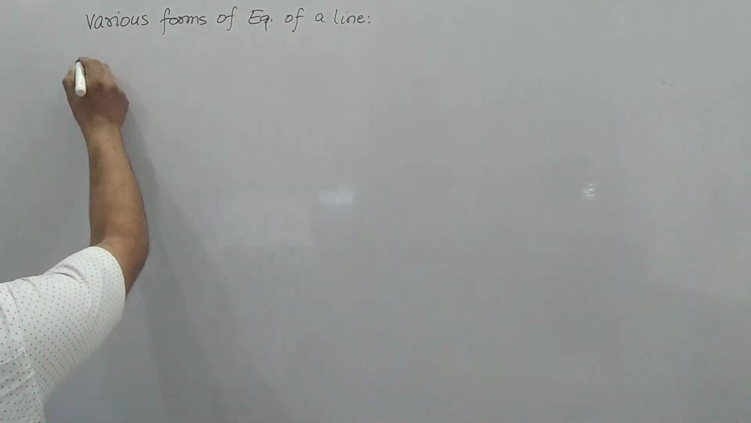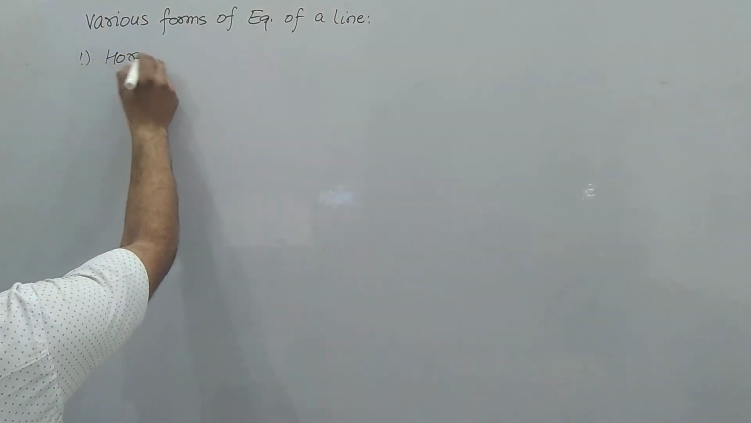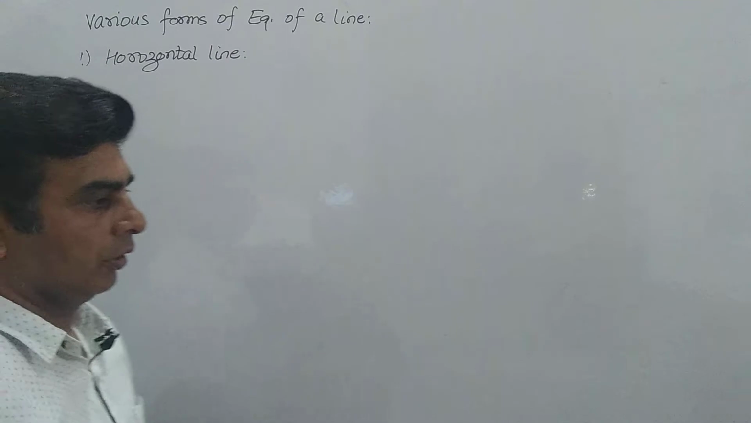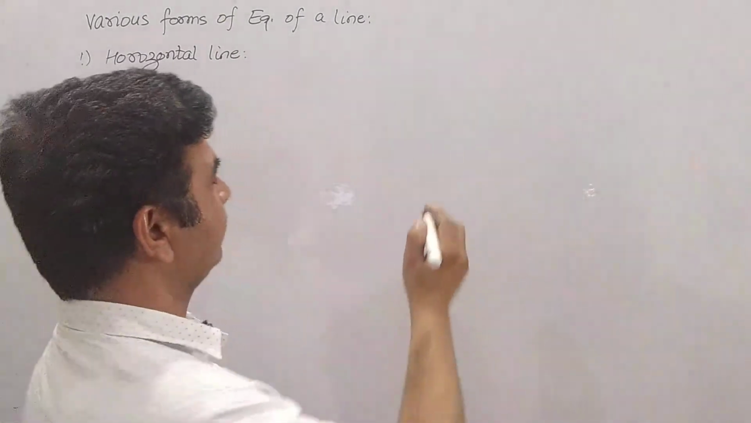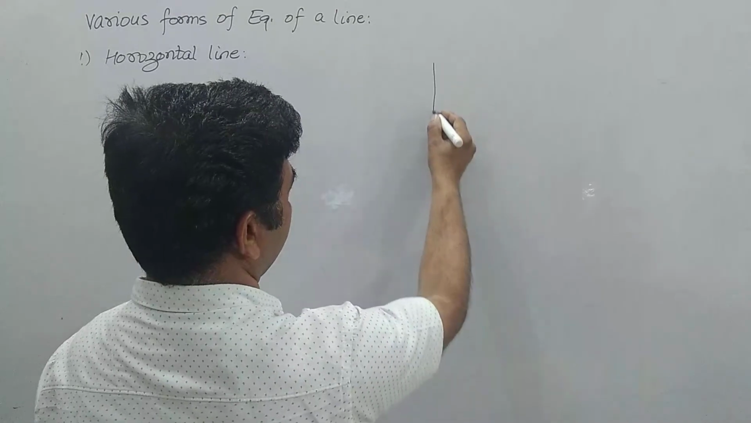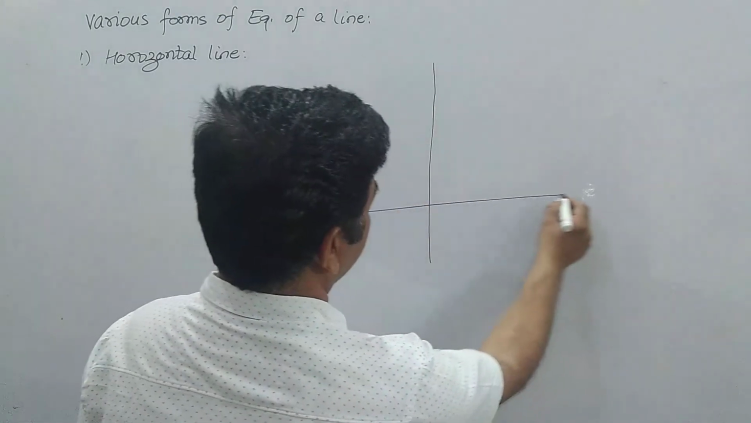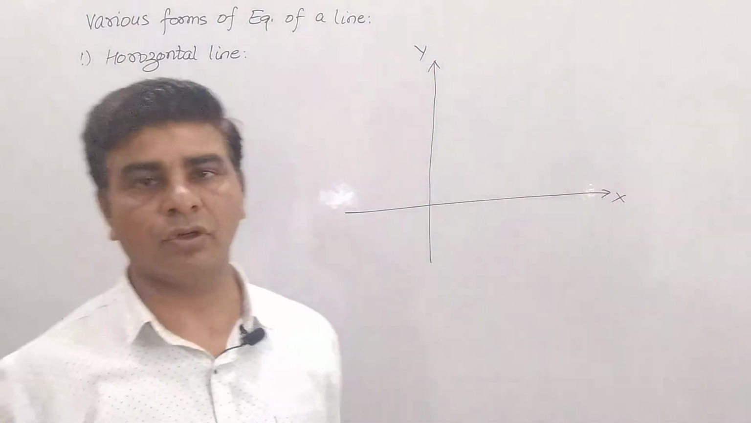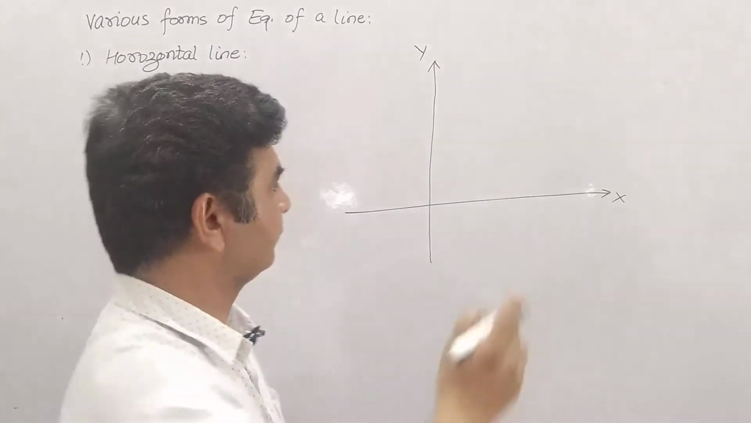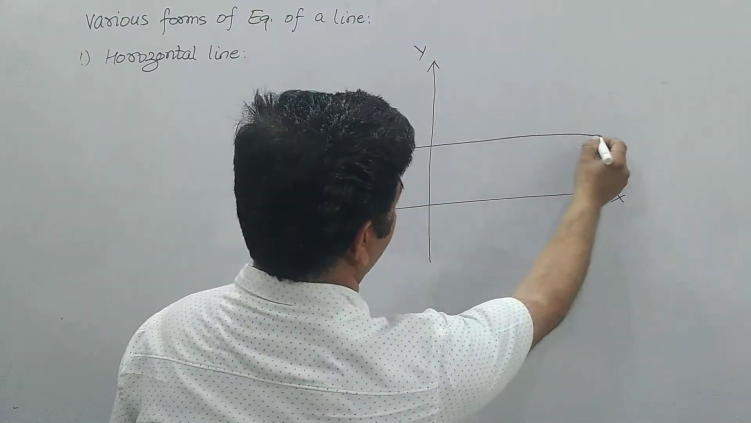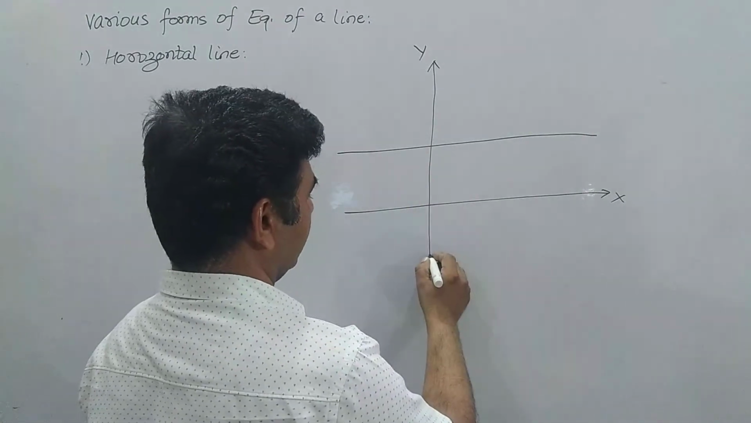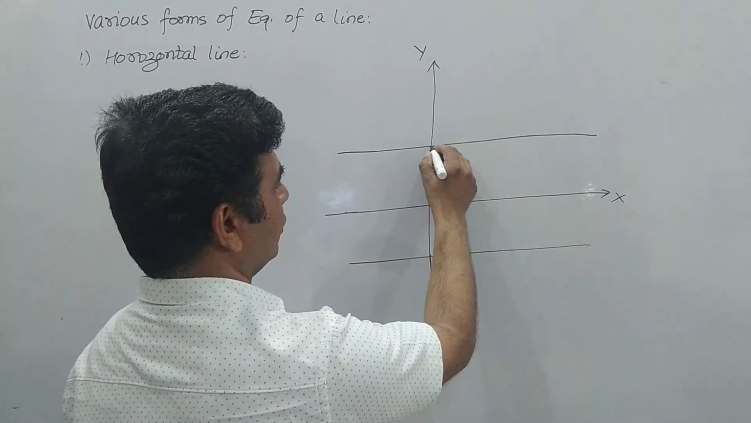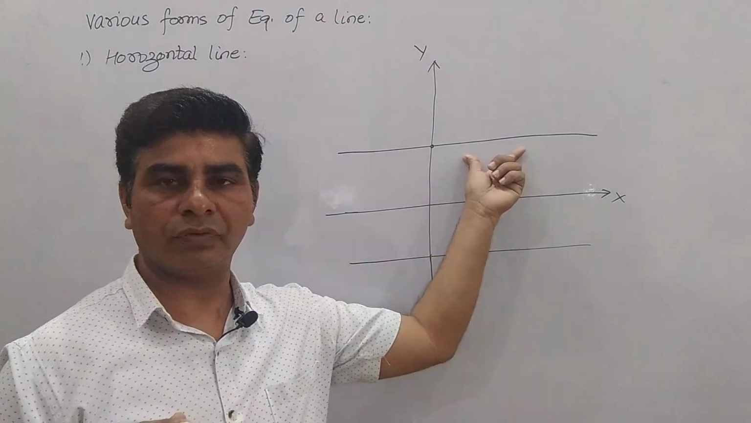Number one is the horizontal line. How can we find the equation of a horizontal line? For that, let us consider this is the y-axis, this is the x-axis. A horizontal line is a line which is always parallel to the x-axis. So any line which is parallel to the x-axis is known as a horizontal line, whether it is above the x-axis or below the x-axis. Now let's see, this is the line whose equation we want to find.